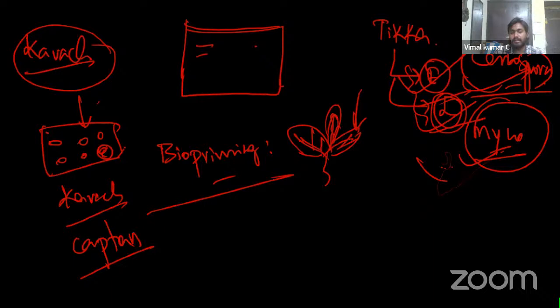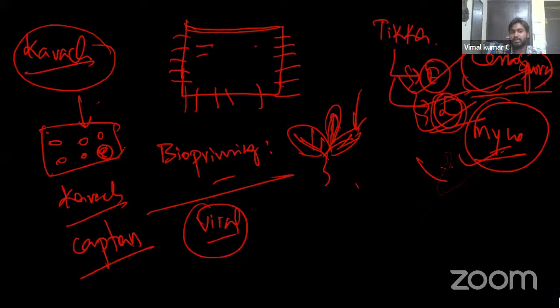And with respect to viral disease, as I told, you have to go for a barrier crop. Thereby you can avoid thrips. Then you can go for blue sticky traps. If it is with respect to whitefly, you can go for yellow sticky traps.